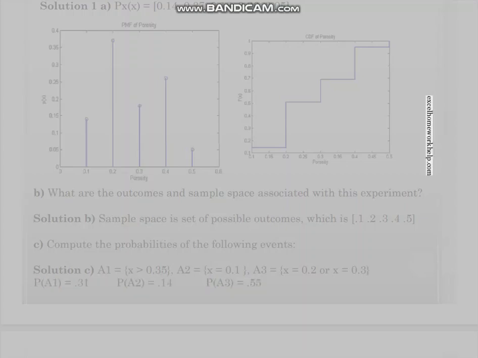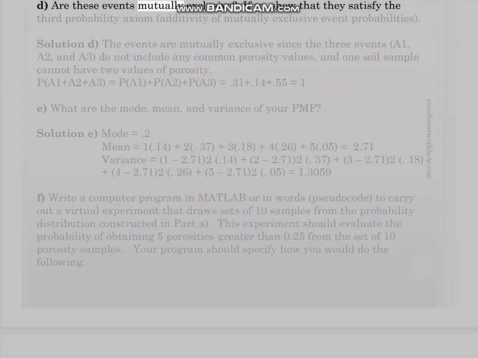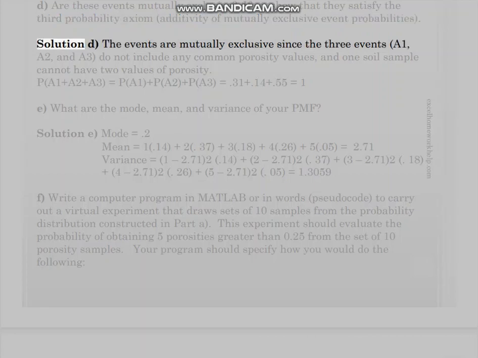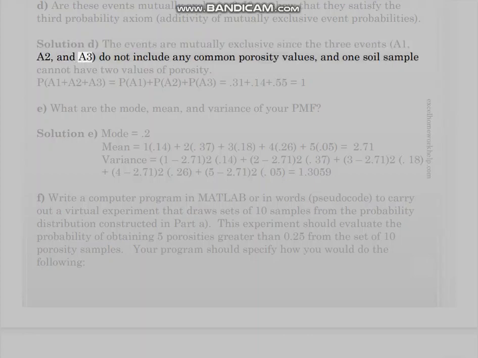D. Are these events mutually exclusive? If so, show that they satisfy the third probability axiom, additivity of mutually exclusive event probabilities. Solution D. The events are mutually exclusive since the 3 events, A1, A2, and A3, do not include any common porosity values, and one soil sample cannot have 2 values of porosity.